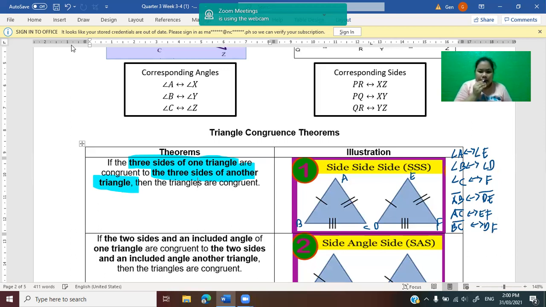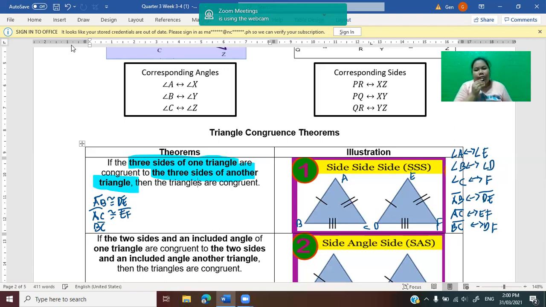Ano yon? This one, AB and DE. Kasi para sila ng number ng tick, isa lang. So here, AB is congruent to DE. We have side AC is congruent to side EF. And we have side BC is congruent to side DF.